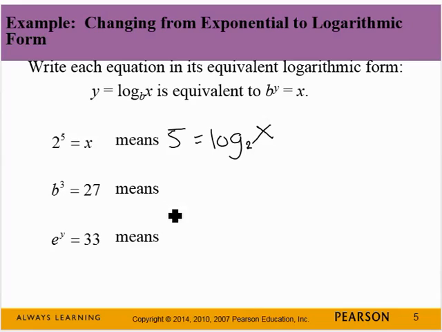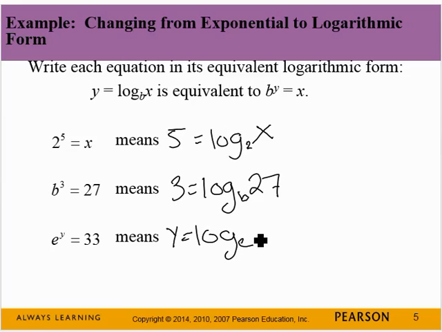So let's look at the next one. Same idea, you want to look for your y, which is going to be your 3 equals log. Find your b, which in this case is just b, and your x is 27. So try the last one on your own, and then we'll go over it. So you should have gotten y equals log e 33.